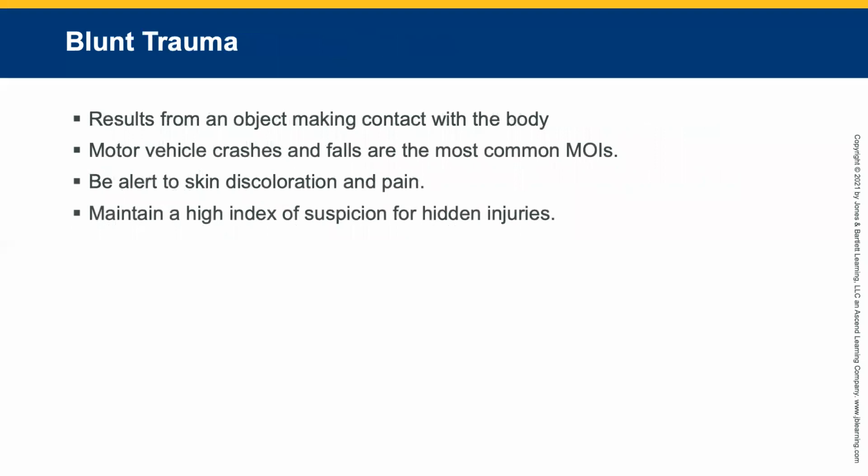Blunt trauma results from an object making contact with the body. Motor vehicle crashes and falls are the most common MOIs. Be alert to skin discoloration and pain, as they may be the only signs of blunt trauma that we see. Maintain a very high index of suspicion for hidden injuries.